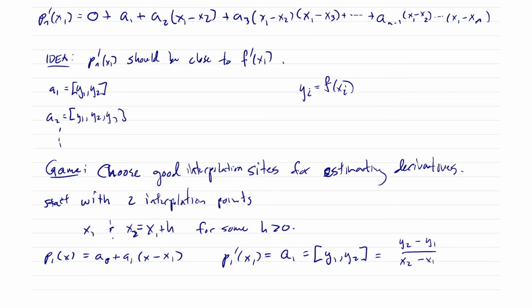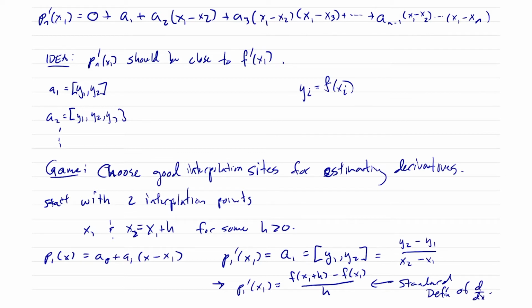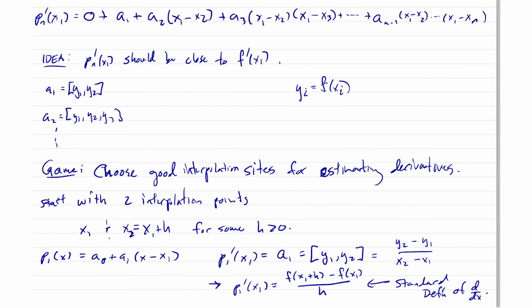And then just taking a look at everything here, that tells us that p1 prime of x1 is going to be f of x1 plus h minus f of x1 divided by x2 minus x1, and that is just h. Right, so this is our standard definition of our derivative. Okay, now let's see if we can figure out exactly how close we are.